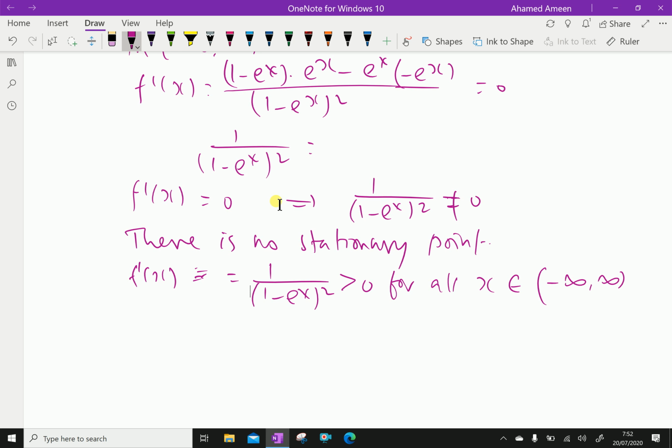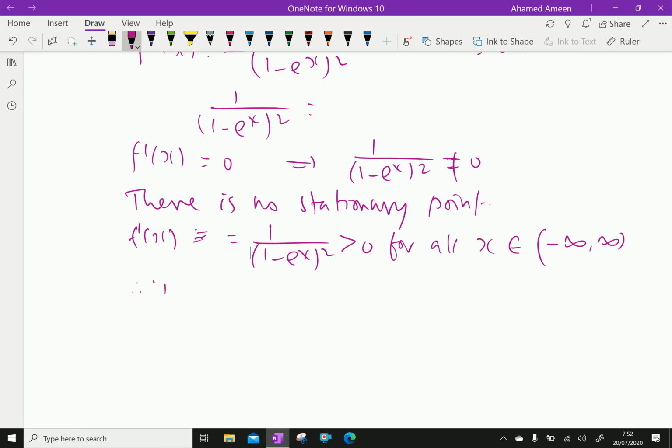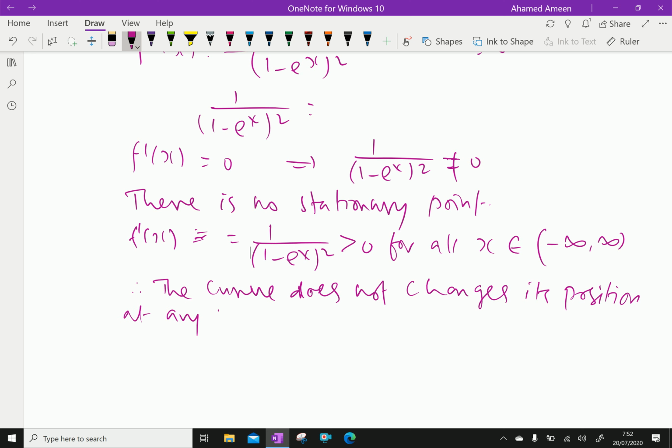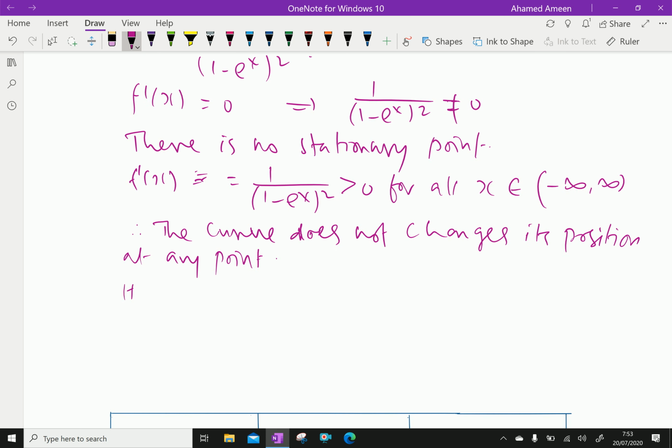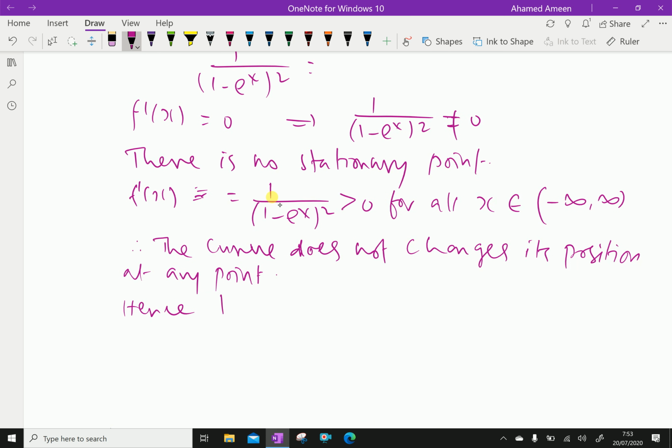The curve does not change its position at any point, because there is no stationary point. Therefore, hence there is no local extremum.